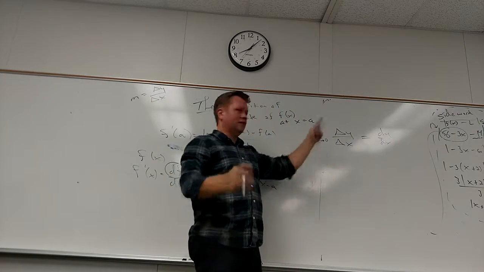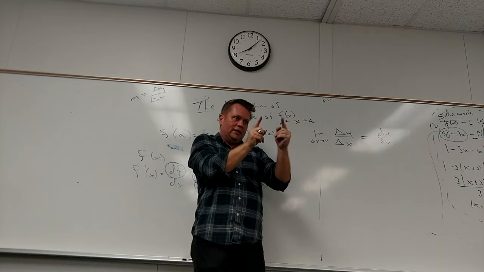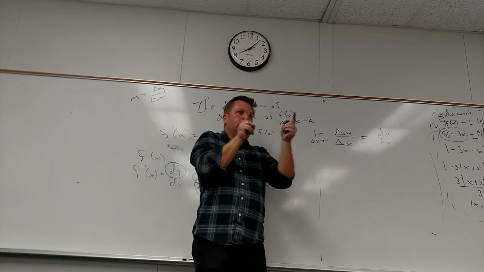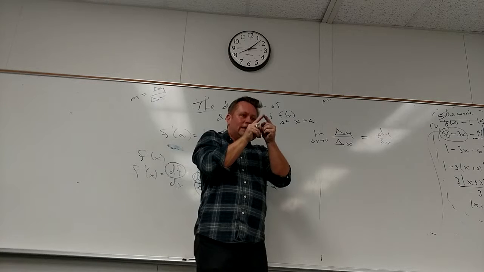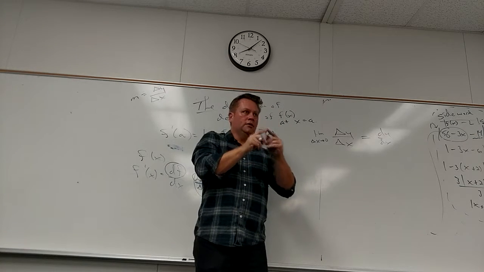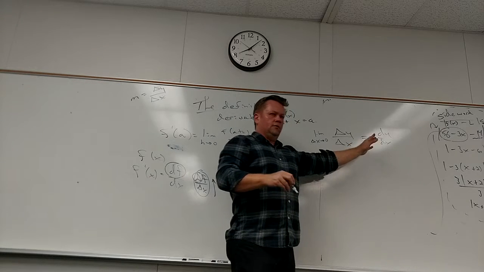So this limit, if I let that delta x get really tiny, let h go to 0, let x go to a, either way, what's going to happen is I'm going to get the instantaneous rate of change right at that point. That's what that means.